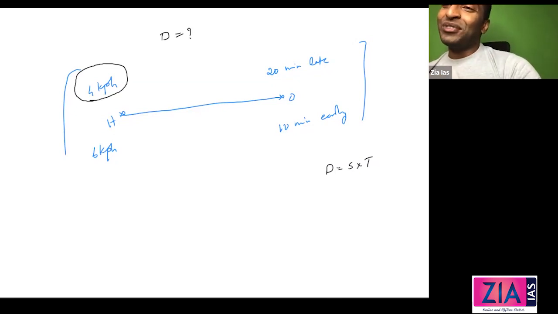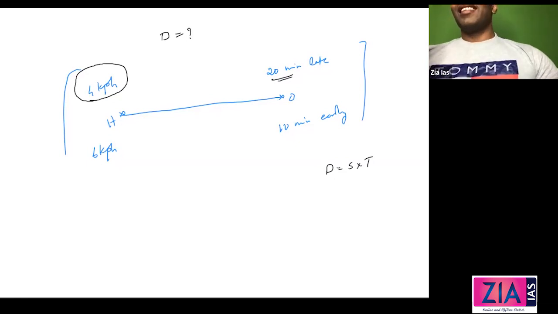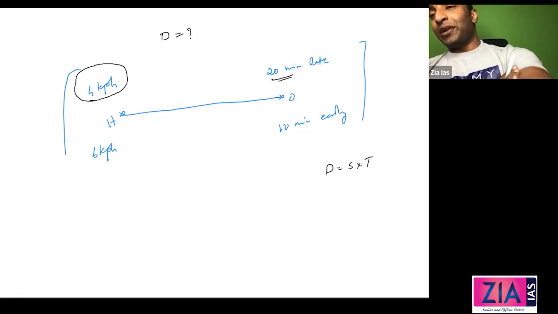If the distance were 240 kilometer and you travel at 4 km/h, then there is no question of 20 minutes late or anything. Imagine 240 kilometer at 4 km/h, how long will you take? 60 hours. Then what is the question of this 20 minutes late? Guys, which logic are you using? Distance is equal to speed into time. That is the formula that you need to use.